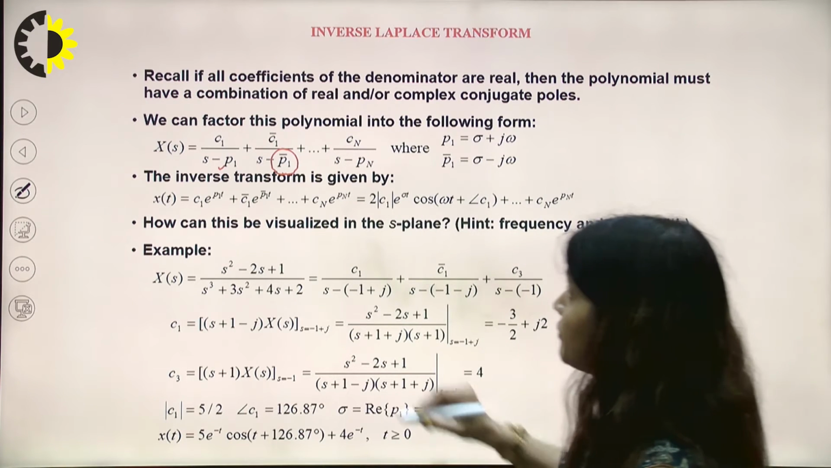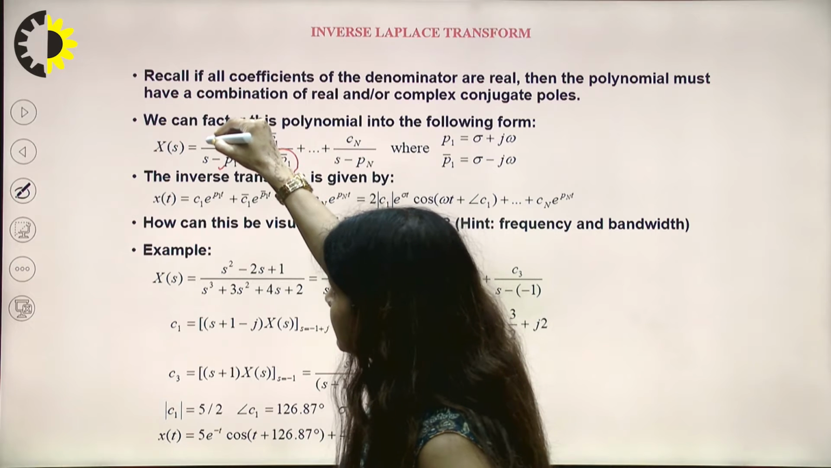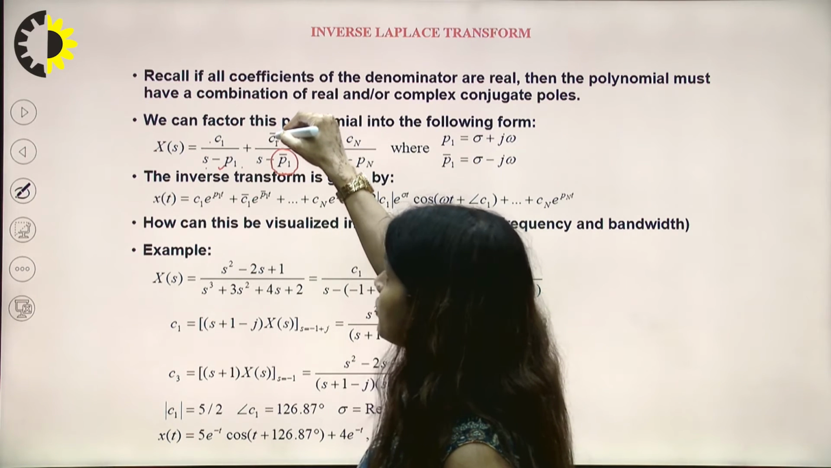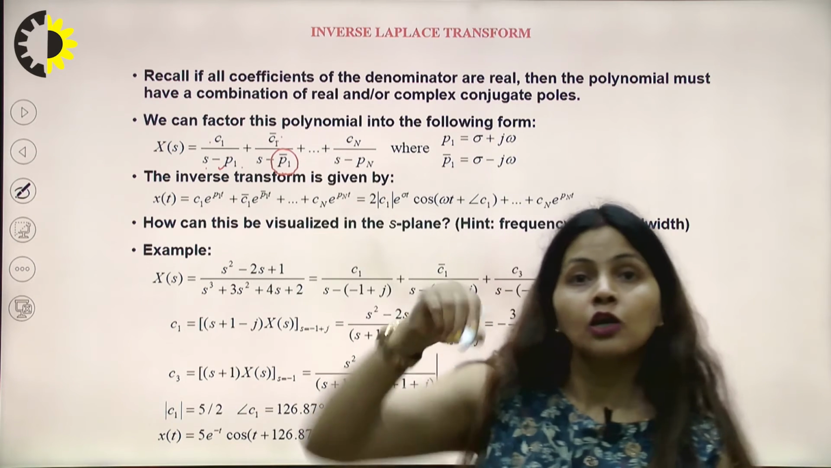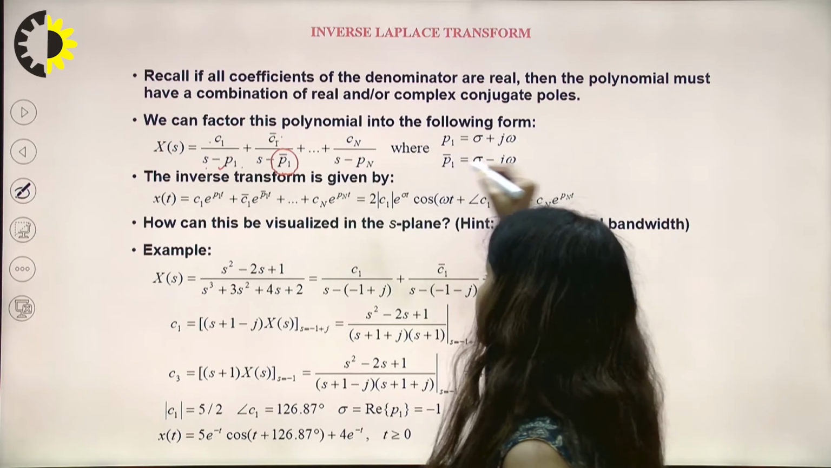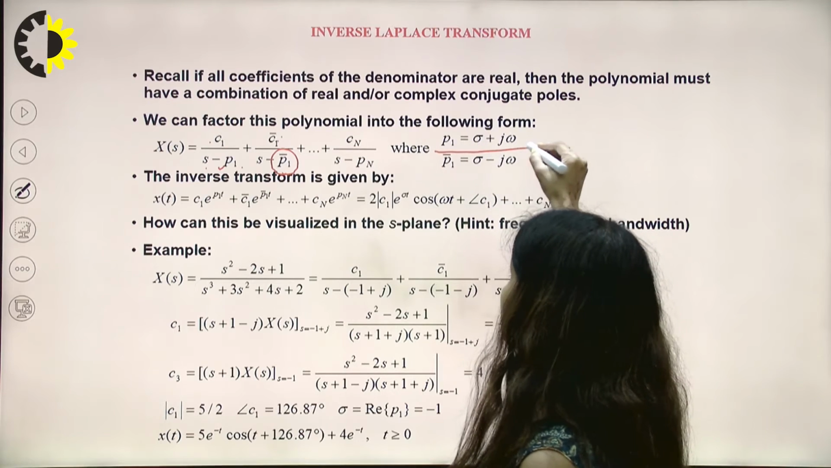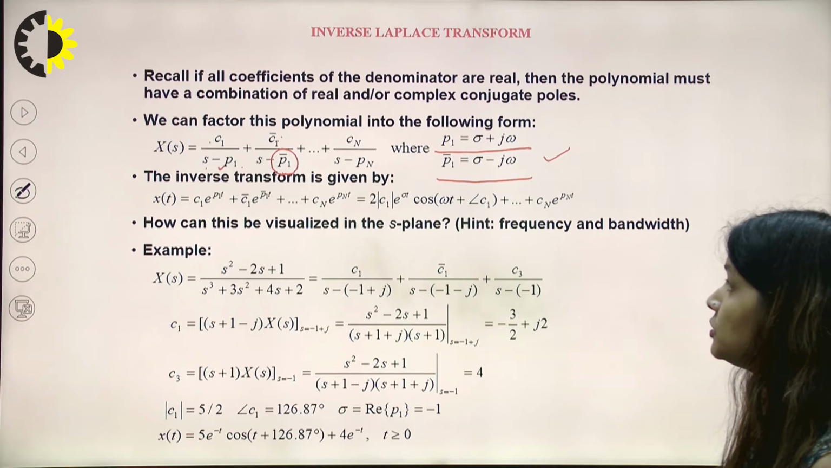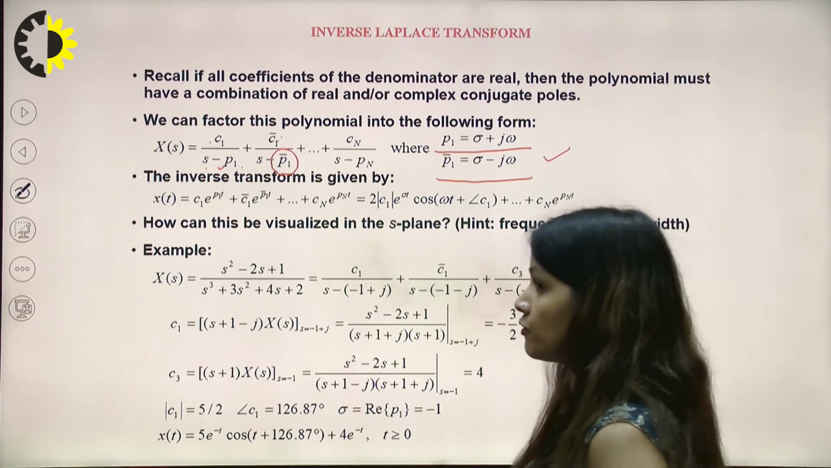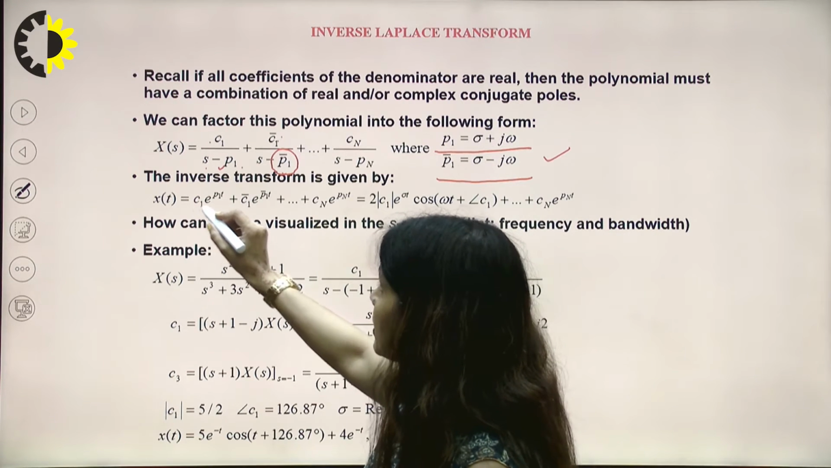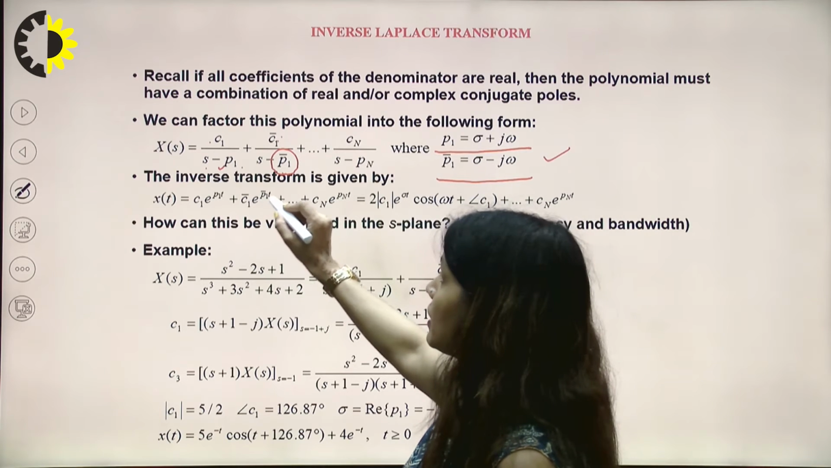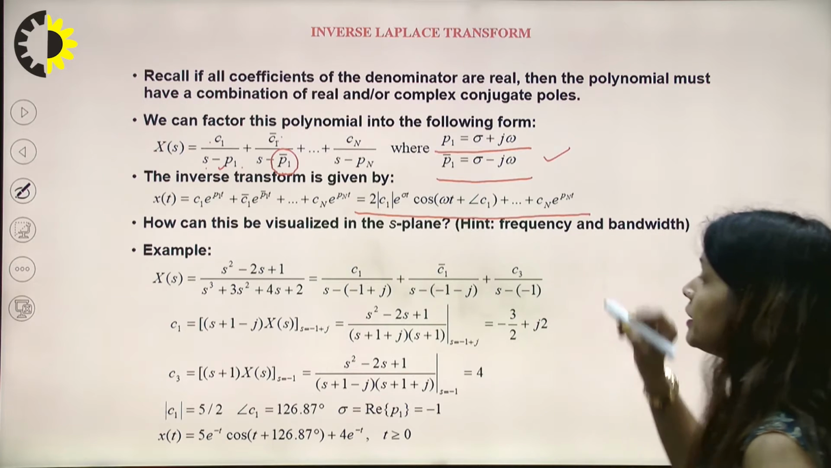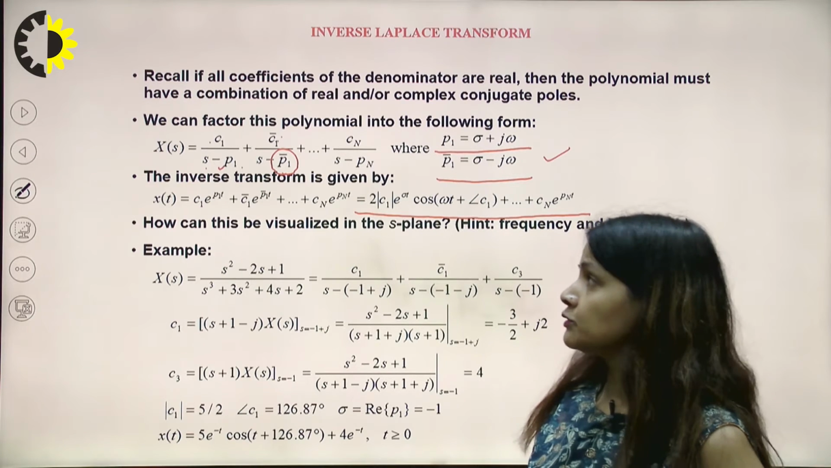So we will have this particular representation, that C1 upon S minus P1 and C1 complex conjugate upon S minus P1 complex conjugate. Similarly, we will represent, where P1 is sigma plus j omega, then P1 complex conjugate will be sigma minus j omega. Now the inverse transform for this will be given by C1 e raised to the power P1 t, plus C1 bar e raised to the power P1 bar t, and so on. We can easily write the inverse transform for the given function.